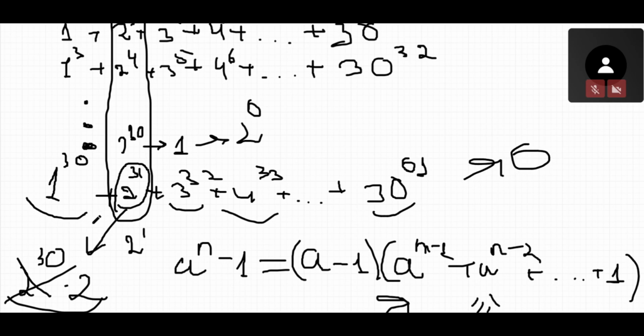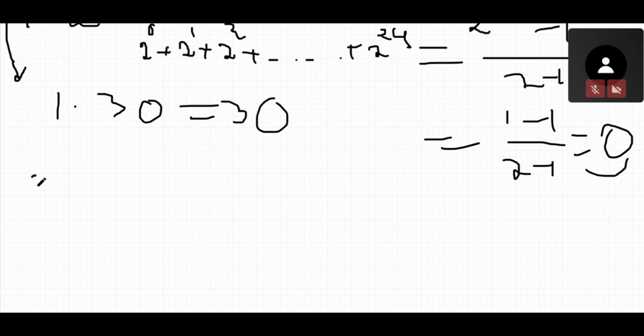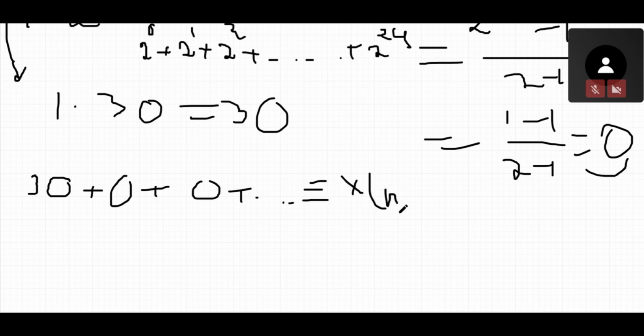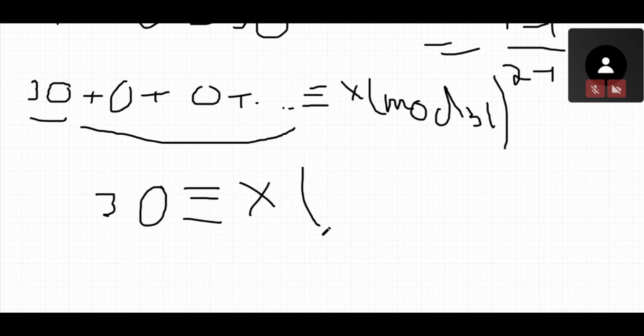But let's look at this group of ones. There are 30 ones, which means 1 multiplied by 30 will give 30. This is the ones group, the twos group, the threes group, and so on, equal to x at mod 31. Sorry, not 30, only 35. Okay, everything is 0, but the start of this is 30. We'll write that 30 is equivalent to x at mod 31.